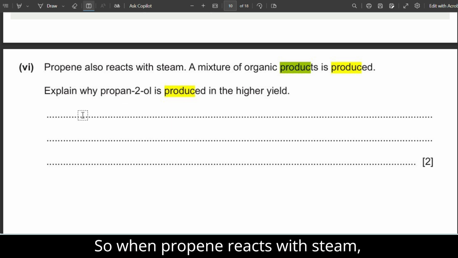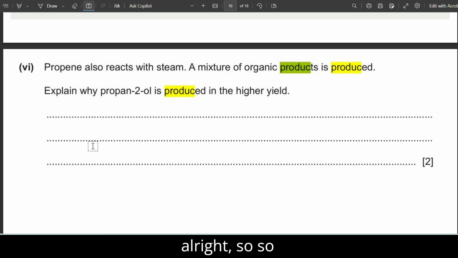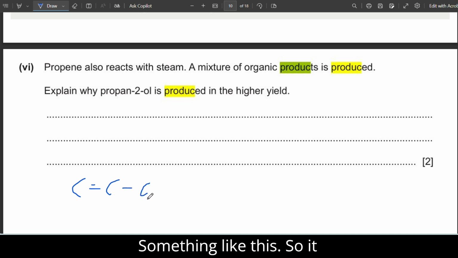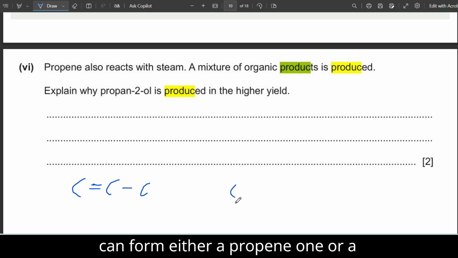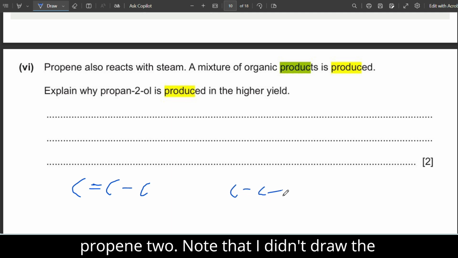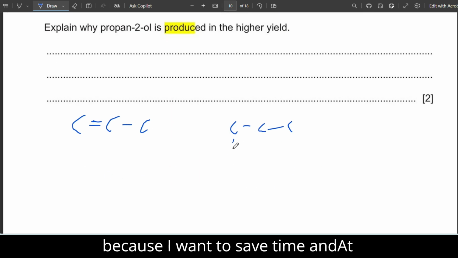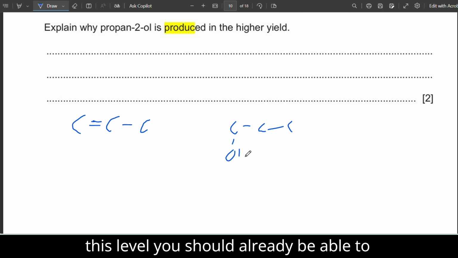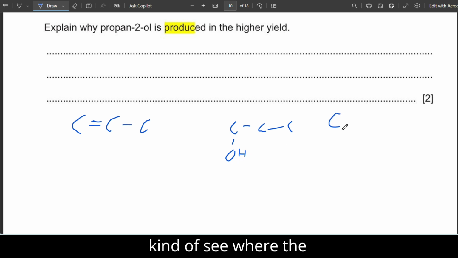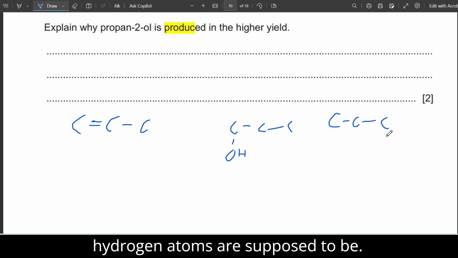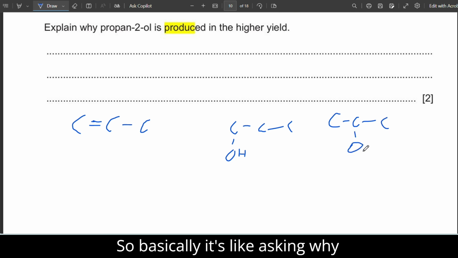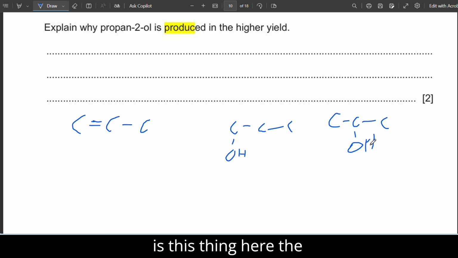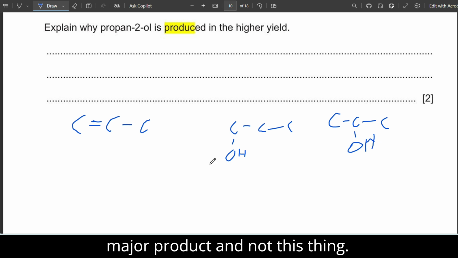Okay, so when propene reacts with steam, propene will look something like this. I am lagging a little. It can form either propan-1-ol or propan-2-ol. Note that I didn't draw the hydrogen atoms here. This is mainly because I want to save time, and at this level you should already be able to see where the hydrogen atoms are supposed to be. So basically it's like asking, why is this the major product and not this one?